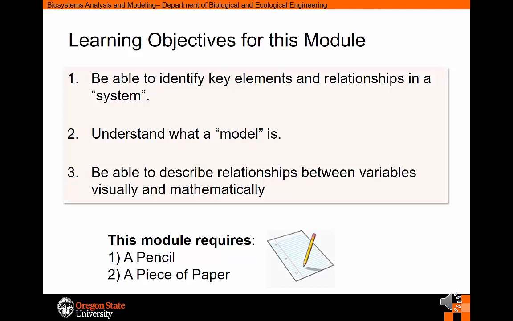In order to complete this module, you will need a pencil and a clean sheet of paper. In later modules, we'll be doing some programming to implement our models, but for this module, we'll stick with paper and pencil. Let's get started on some material.